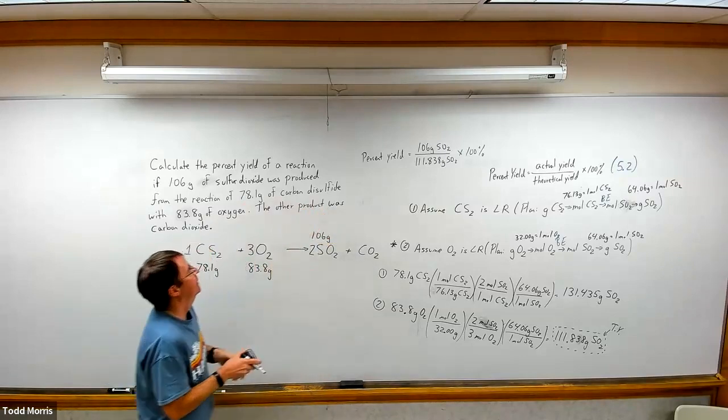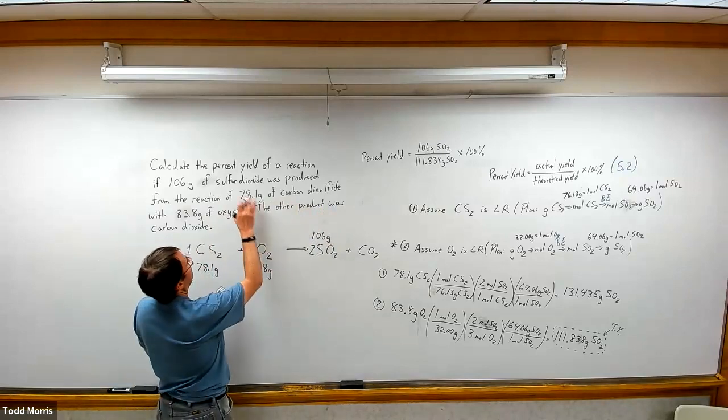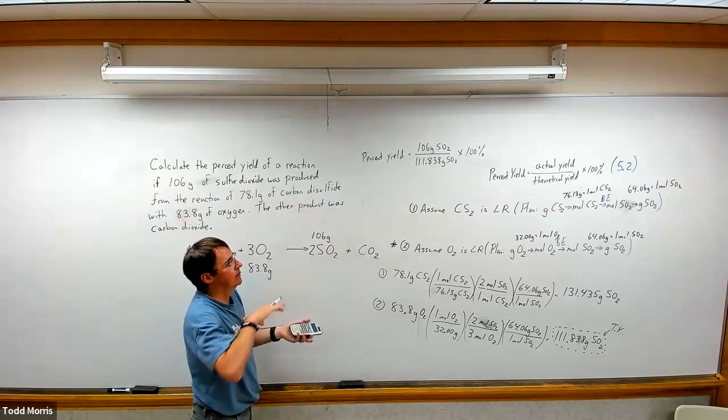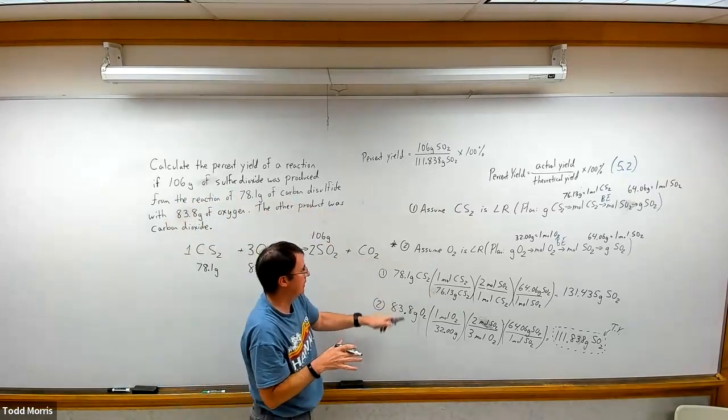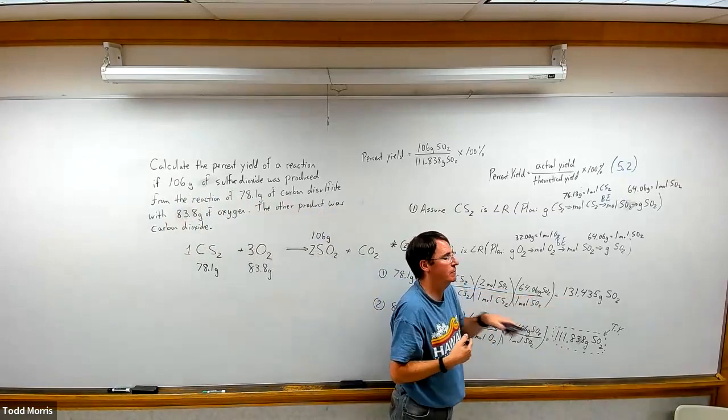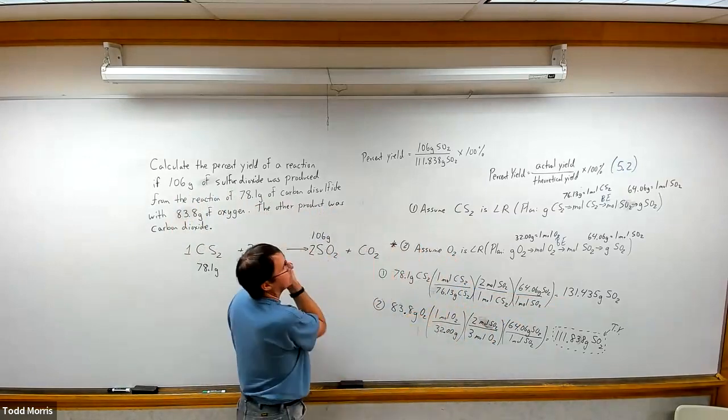If I were given instead the amount of carbon dioxide that actually was produced in this reaction, then all my calculations here are based upon predicting how much sulfur dioxide I should be able to produce. In this case, we have SO2 in both cases.